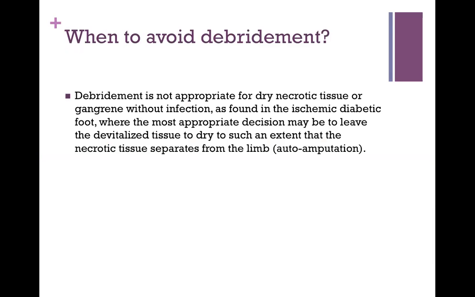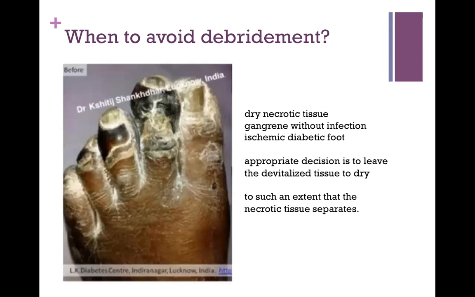When to avoid debridement? Debridement is not appropriate for dry necrotic tissue or gangrene without infection, as found in the ischemic diabetic foot, where the most appropriate decision may be to leave the devitalized tissue to dry to such an extent that the necrotic tissue separates from the limb, that is autoamputation.